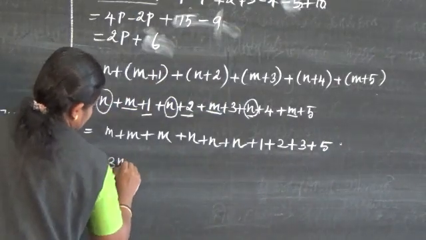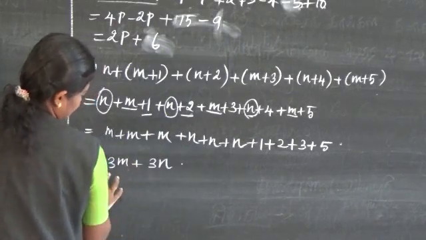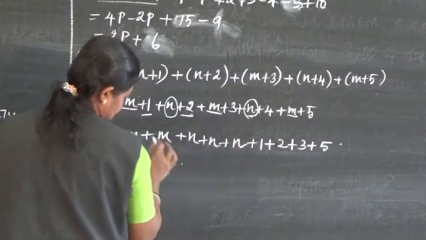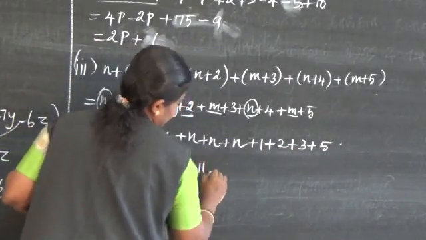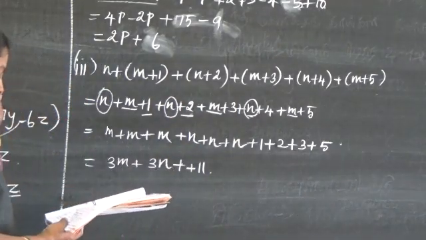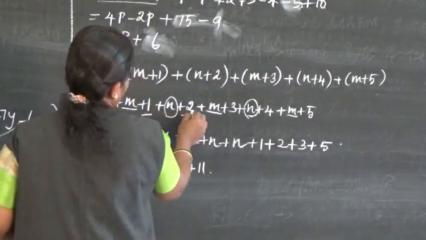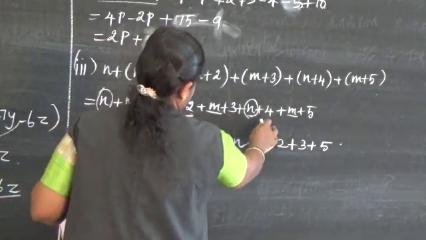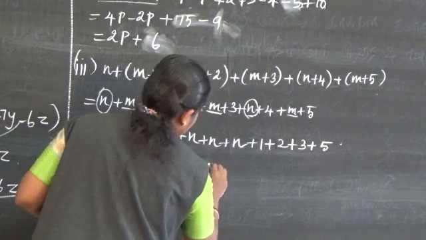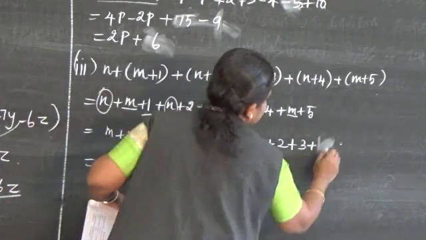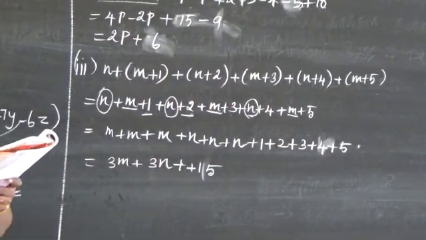If you are grouping 3m plus 3n, adding m plus m plus m, 3m's are there, so 3m. Here n plus n plus n, 3n's are there, so 3n. Now 1 plus 2, 3, 3 plus 3, 6, 6 plus 4, 10, 10 plus 5, 15. Here 4 I have missed, so 4 plus 5. Now come to your objective type questions.